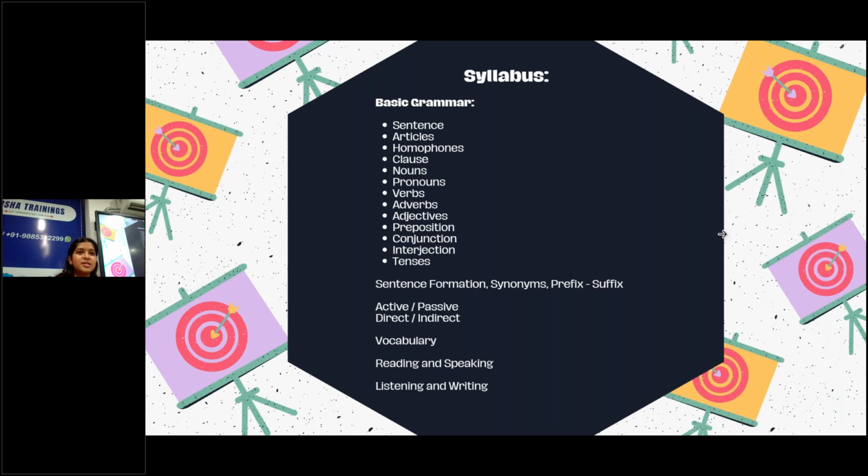And then tenses. It's easy, but you guys have to start writing a lot in that section. Only if you practice that a lot will you understand tenses and how to use them. And then of course we have sentence formation after the grammar part. Synonyms, prefix, suffix, small topics will be covered. I won't cover that, I'll cover only up to tenses.